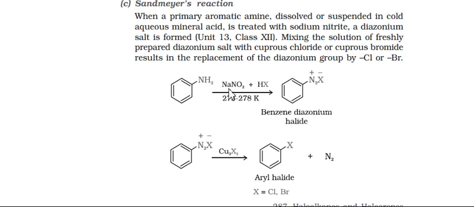Again I repeat, if we use NaNO2 plus HBF4 in place of HX at very low temperature and allow it to react with aniline, then benzene diazonium fluoroborate is formed. Benzene diazonium fluoroborate has the same structure as benzene diazonium halide; in place of X minus, there is BF4 minus. If this benzene diazonium fluoroborate is heated simply, then it will give fluorobenzene, and the reaction is known as the Balz-Schiemann reaction.